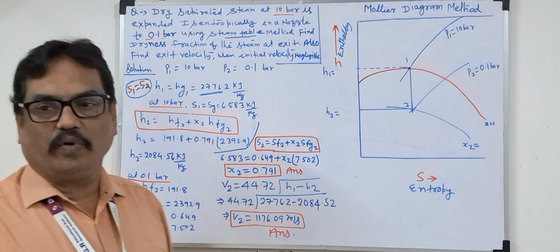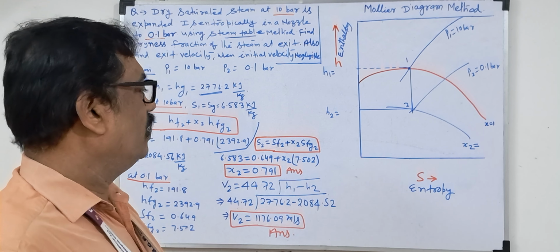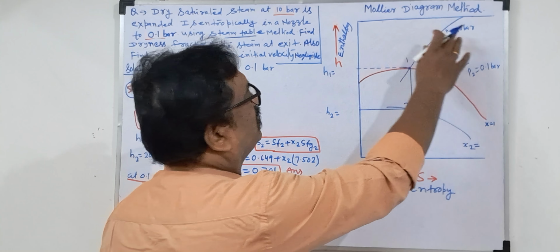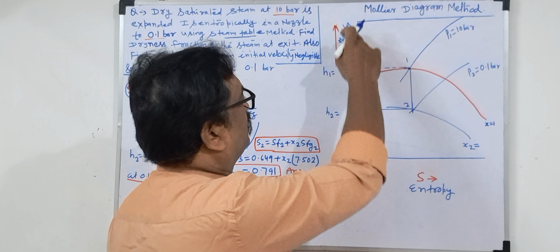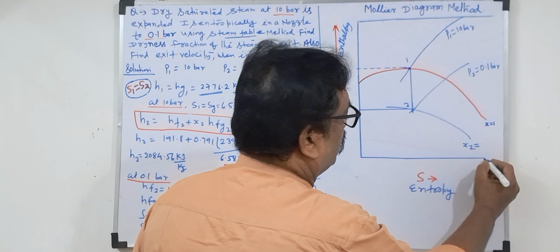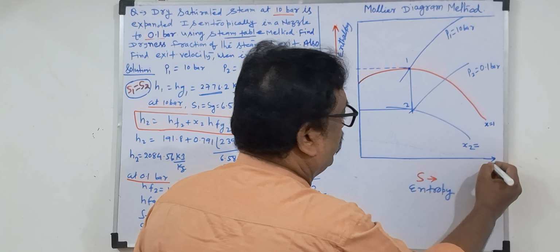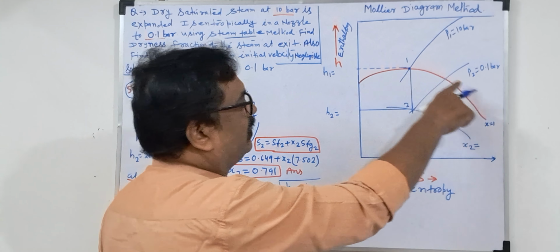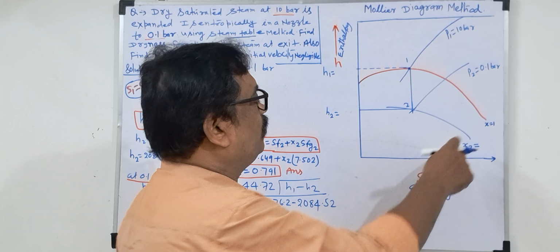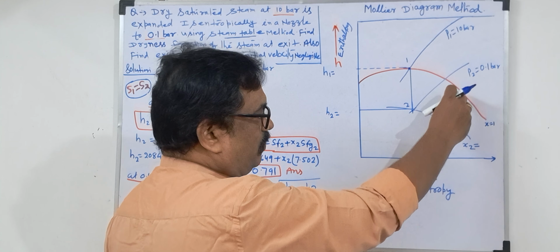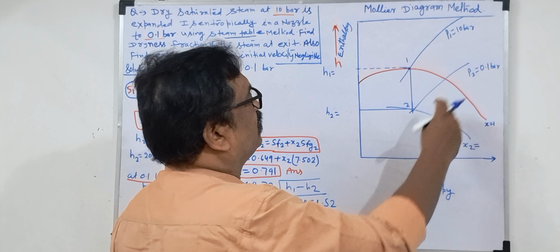Now if we go to the Mollier diagram method, what will we see? First, this is a Mollier diagram. This vertical axis is enthalpy, and this is the entropy. This red color is the saturation line. On this line, the dryness fraction will be 1. Below this, the dryness fraction will be less than 1.